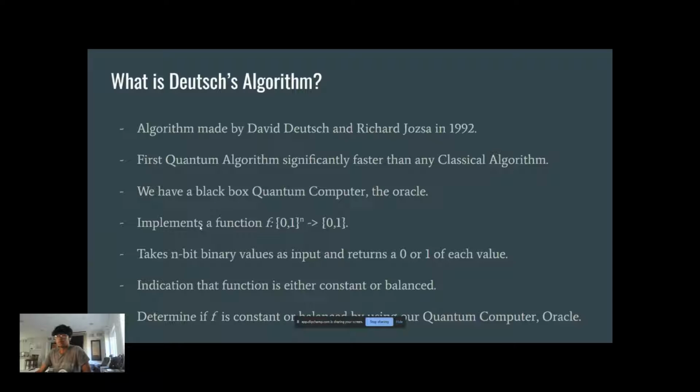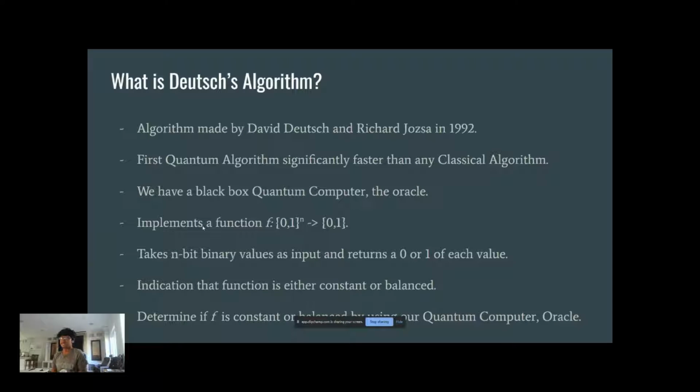So what is Deutsch's algorithm? The Deutsch-Jozsa algorithm, I'm not sure if I pronounced his name correctly, was made by David Deutsch and Richard Jozsa in 1992, and it was the first ever example of a quantum algorithm that is significantly faster than any classical computer run.